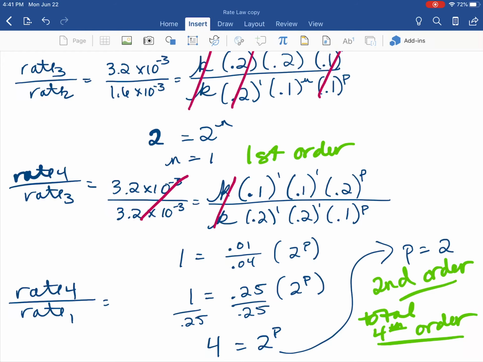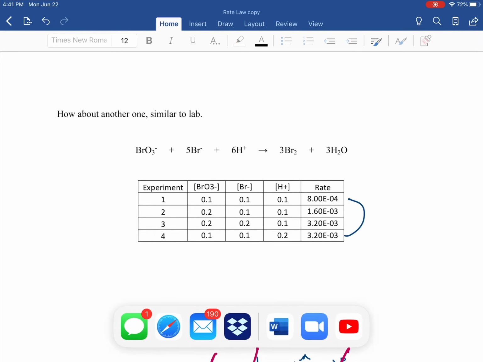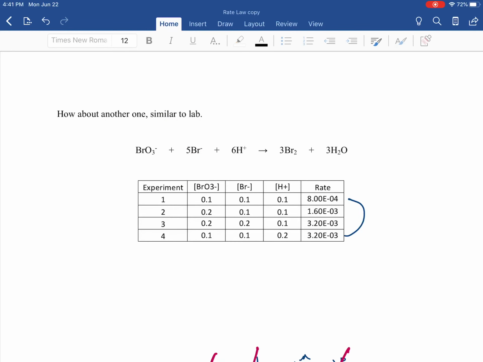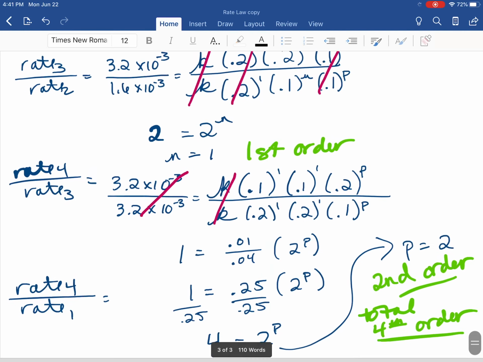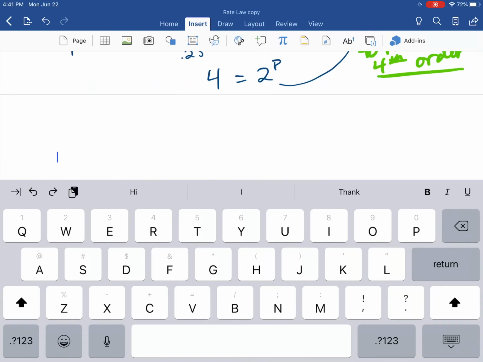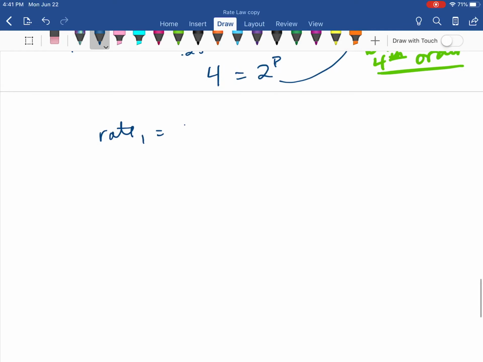Let me add a page. I lost my whole thing there. I have to get my keyboard up. I want to add a page and then just solve for k. So you start while I am trying to navigate the mystery that is my iPad. And there we go. We got one. All right, so let's go ahead and solve for k. Let's take any of our rates and plug in. Let's just take rate number 1. Why not? And let's solve for k.